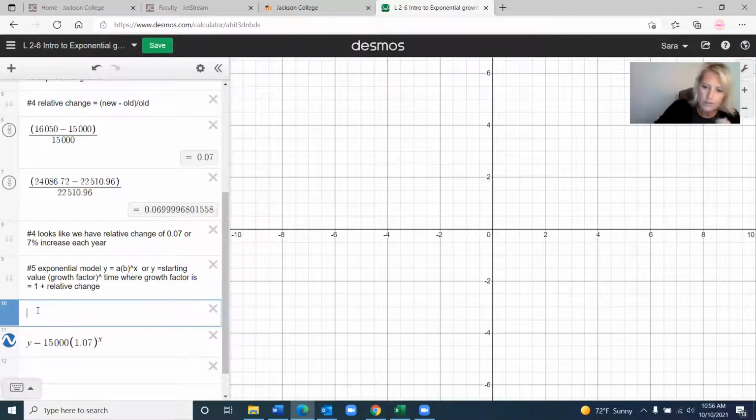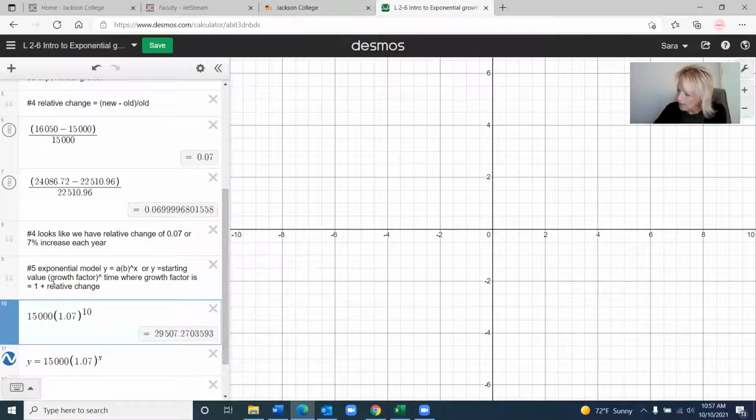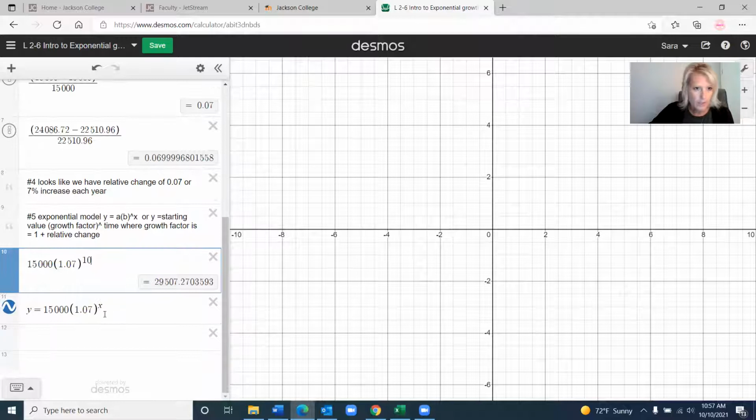So here we could just do this one instance, 15,000 times 1.07 to the 10. So after 10 years, we would have $29,507.27. And then 6 says, use your answer to question 3 to write an equation in the form of, which we just showed, where the expression describes the amount of money in the account after X years, starting with the 15,000. So that's what we did right here.